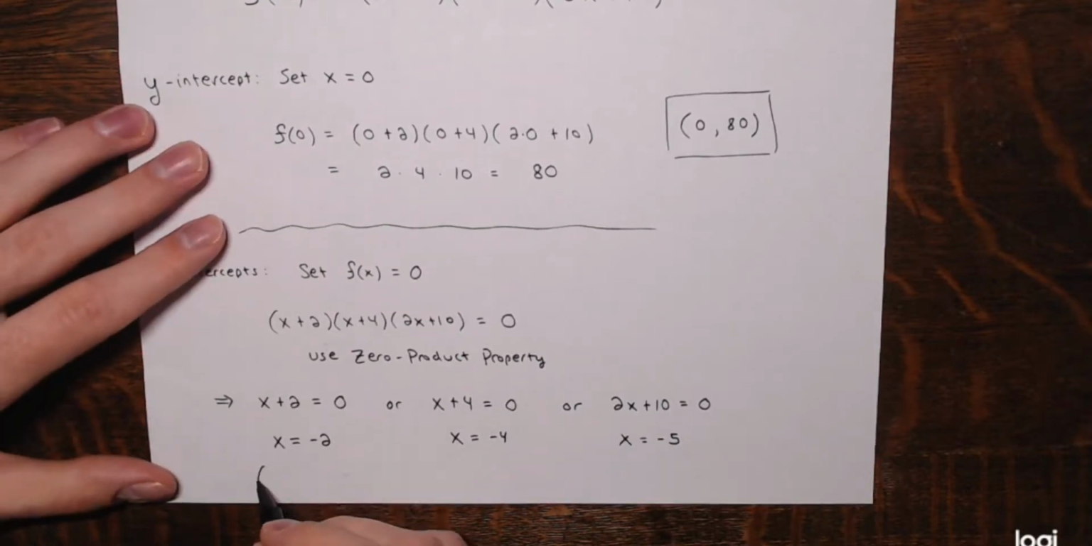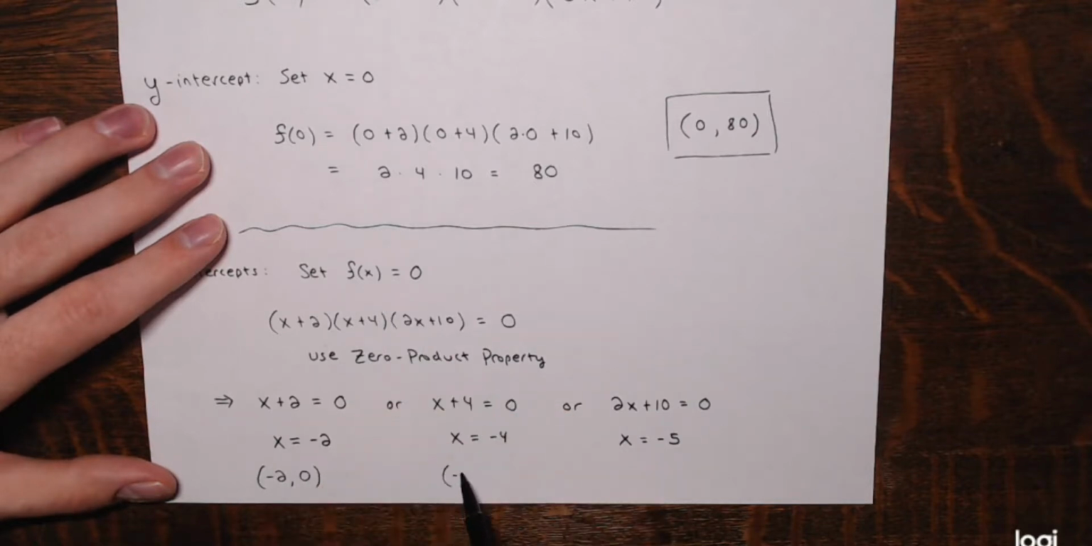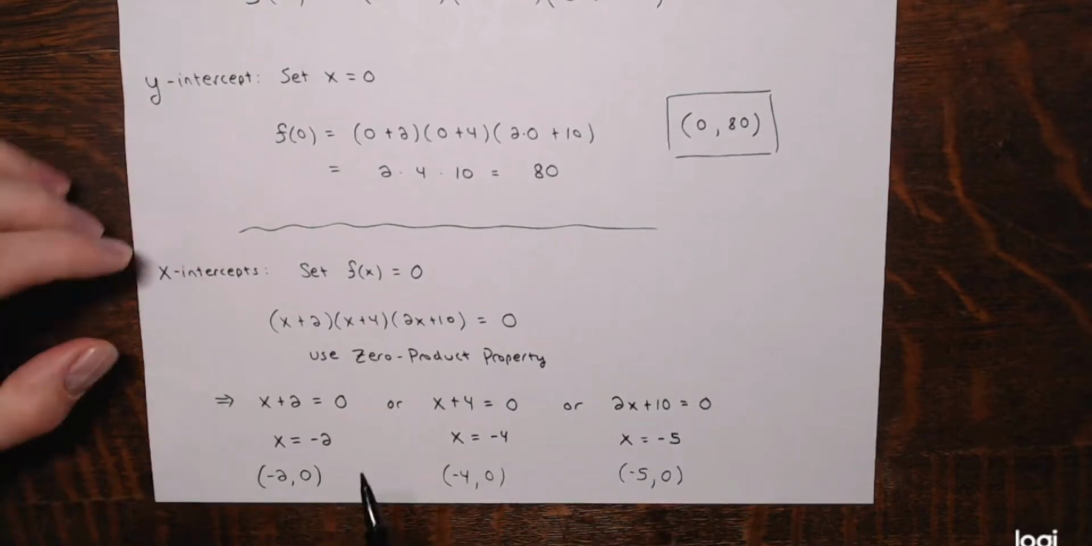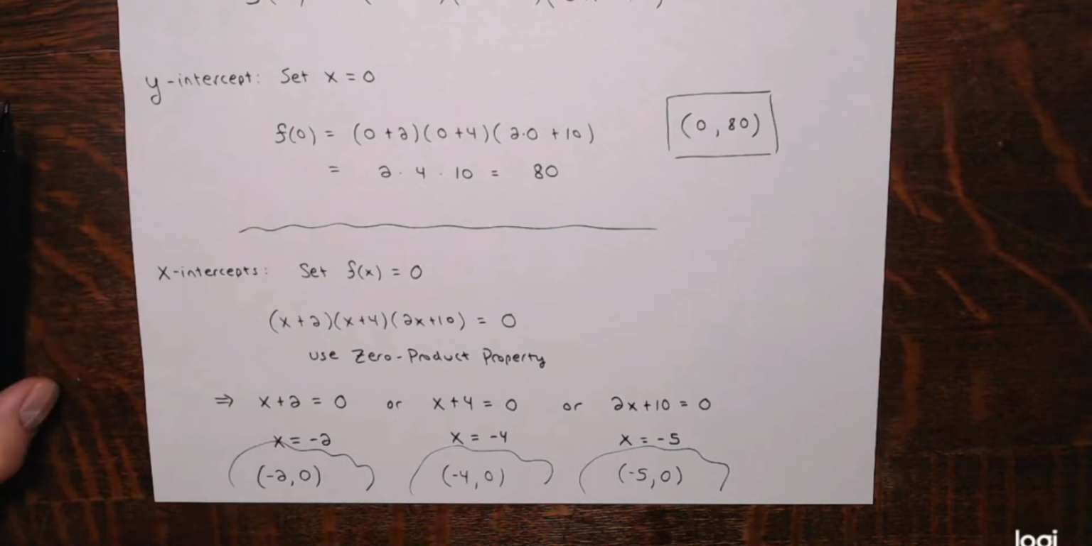So the x-intercepts would be negative 2, comma 0. Input negative 2, output 0. Negative 4, comma 0. Input negative 4, output 0. And negative 5, comma 0. If you were to input negative 5, the output would be 0. And there we go. That's what they want. They want these x-intercepts and the y-intercept.